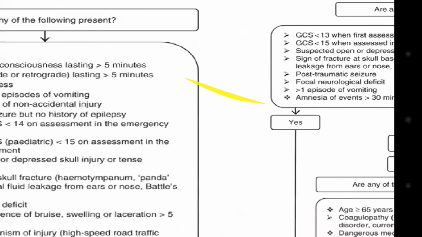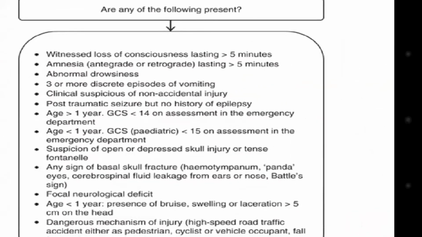The same thing too for pediatric patients. If you have a pediatric patient who witnessed loss of consciousness lasting more than 5 minutes, or amnesia of the same duration, this patient requires a CT scan so that we can assess what is happening in the brain. Or a patient who has abnormal drowsiness, vomiting 3 or more times, or a post-traumatic seizure, but with no history of epilepsy, this patient requires a CT scan to be done.